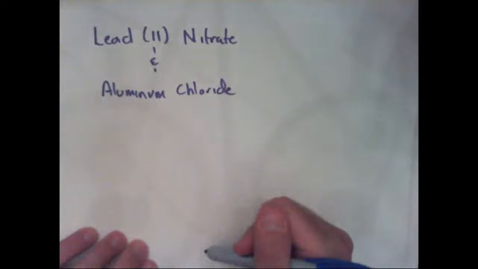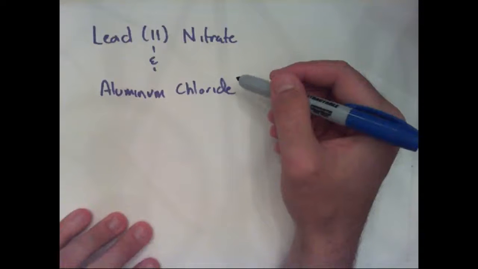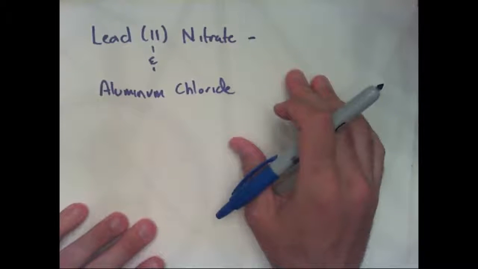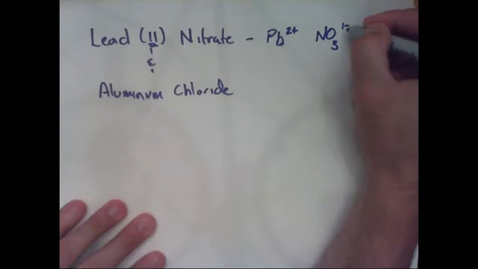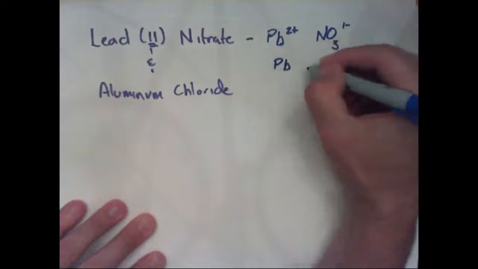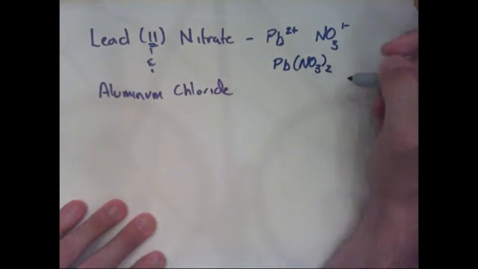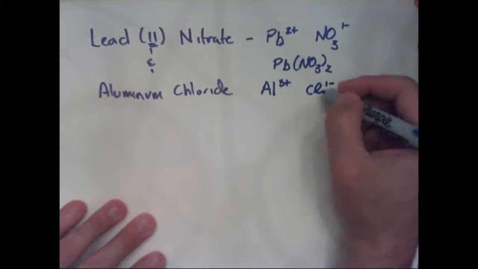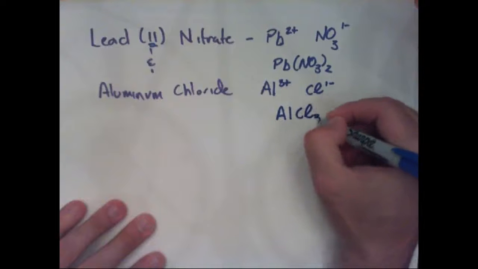So the problem starts off with just names. And so before we even get to part A, we're really going to have to write formulas for these compounds. So, lead 2 nitrate. The symbol for lead is Pb, and this 2 is the charge on lead, and then nitrate is NO3, and its charge is 1 minus. So to get those two even, you're going to have to write Pb(NO3)2. And aluminum chloride is a little easier. Aluminum's charge is Al 3 plus, and then chloride is 1 minus. So now we need 3 chlorides here. So the formula for this is AlCl3.